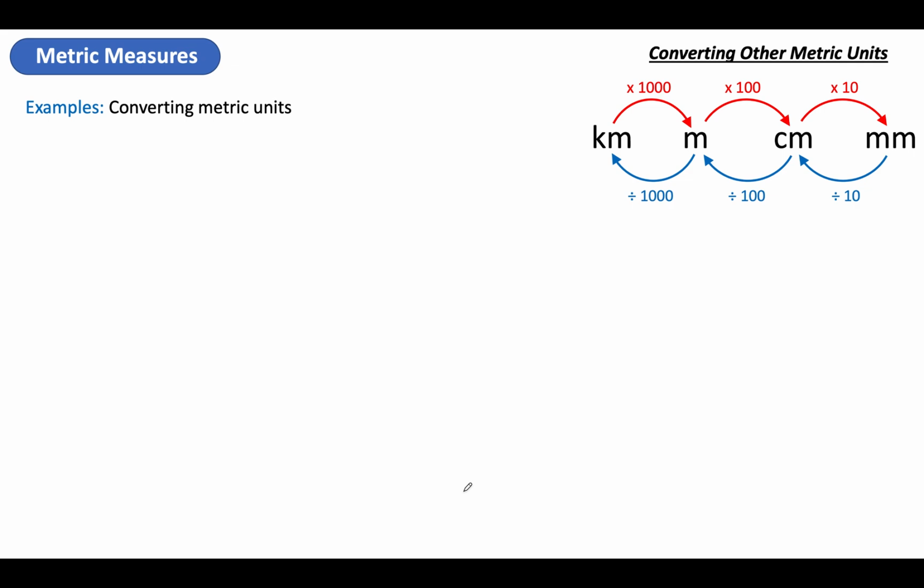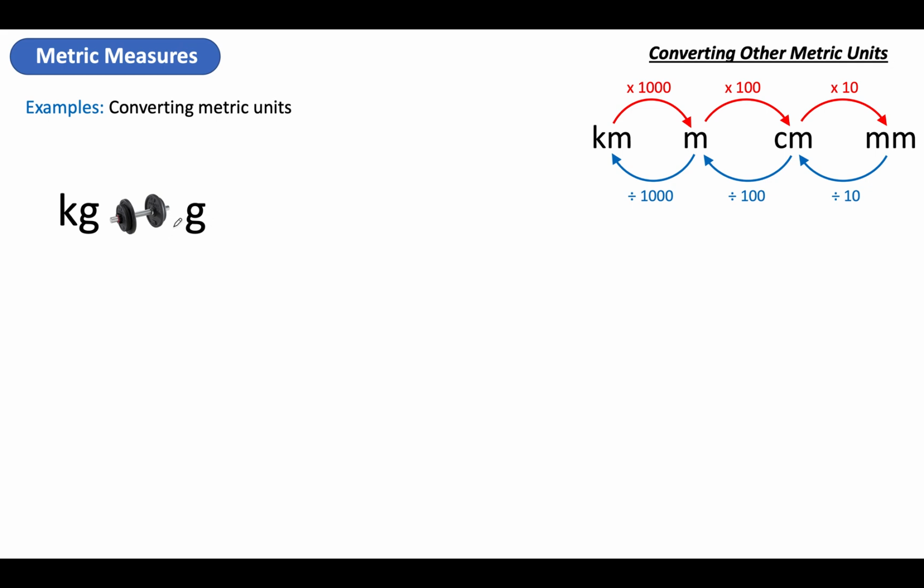So, converting other metric units. Let's do this. What are these? These are what are called dumbbells. These are weights. So we're going to do a metric unit of weight. And we've got 2 here: kilograms and grams. Grams are our standard metric unit of weight.